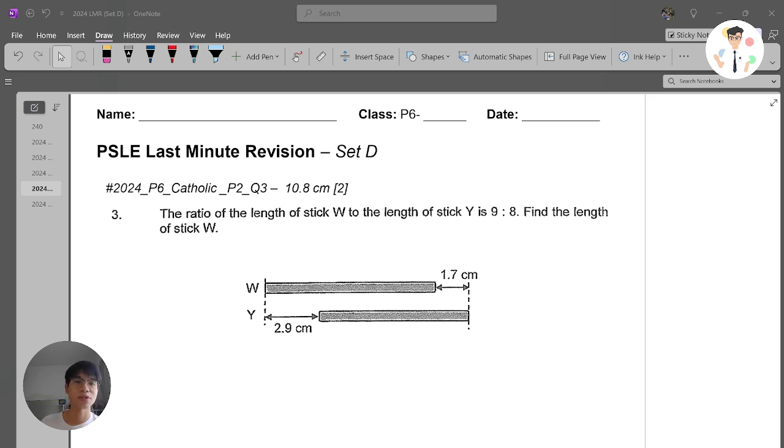Now let's look at our first question here from Catholic High School Paper 2, question number 3. It's not a difficult question, but I think it's interesting, that's why I picked this question.